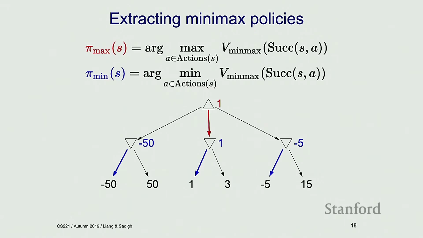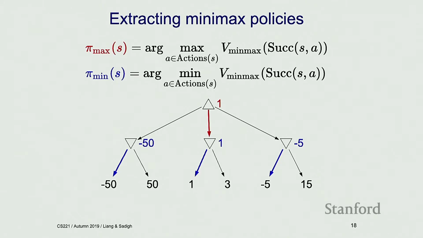OK, so what would the policy be? The policy is just going to be the argmax of this V of minimax. So if you want to know what the policy of your agent should be, that's pi max. It's the argmax of V of minimax over successors of that state. And if you want to know what the policy of your opponent at that state s should be, well, that's argmin of V of minimax, which is intuitive.